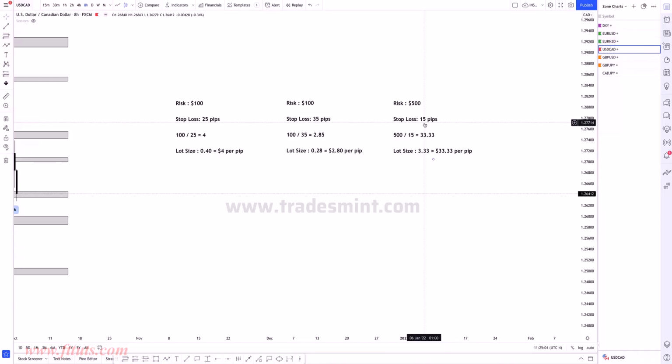Now say you did a trade on this one at 33.33 per pip, and you did 300 pips as a trade, which is very doable, you'd be up $9,999, so $10,000 essentially. So that's how it works, guys. If you have any questions, please let me know.